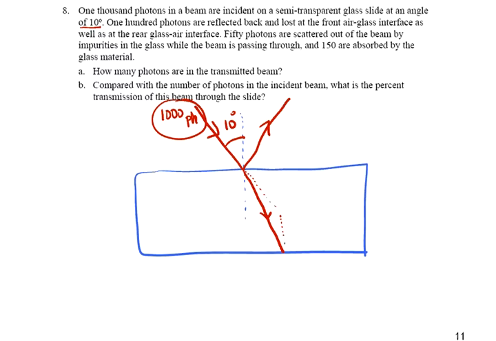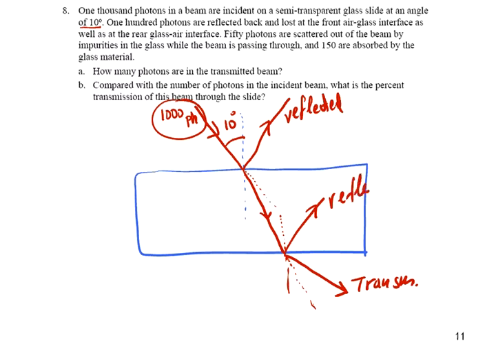This is the second interface now, between glass and air, and at this point, again, instead of going straight, the beam going now from a thicker to a thinner medium will bend away from the normal. So this is the transmitted beam. We also have a reflected beam right here, a reflected beam in the air, and a reflected beam in the glass, and it says 100 photons are reflected back and lost in the front air glass interface as well as in the rear glass air interface. Okay, so all of these together, the reflected is 100 photons.